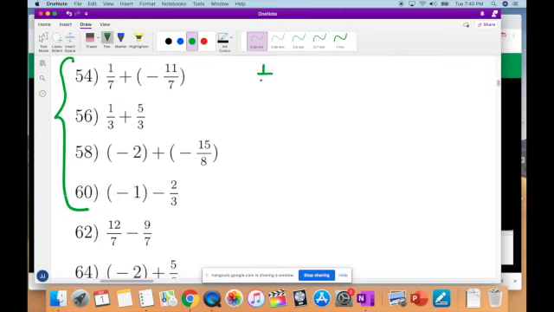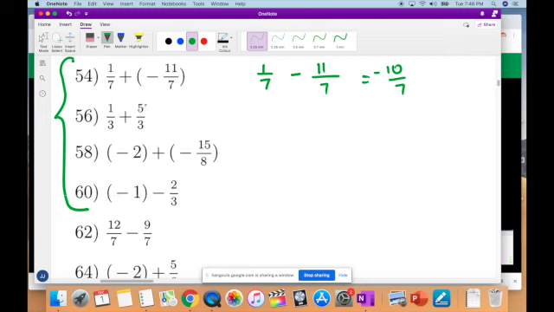1 over 7 plus minus 11 over 7 is the same as minus 11 over 7. And they have the exact same denominator. So you could just say it's going to be over 7. And you could just say 1 minus 11 is minus 10 over 7. Did you all get that? Alright. Same thing with this.